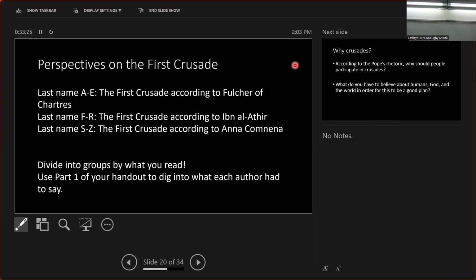Once you've gotten to those rows, discuss with the other people who read your reading the answers to the questions here on the front. So like, what was this about? What do we learn about the First Crusade? How does the writer feel about the other groups involved in the Crusade? Why did they say that the Crusade is happening? And how do you think the writer's biases may have impacted their version of events?